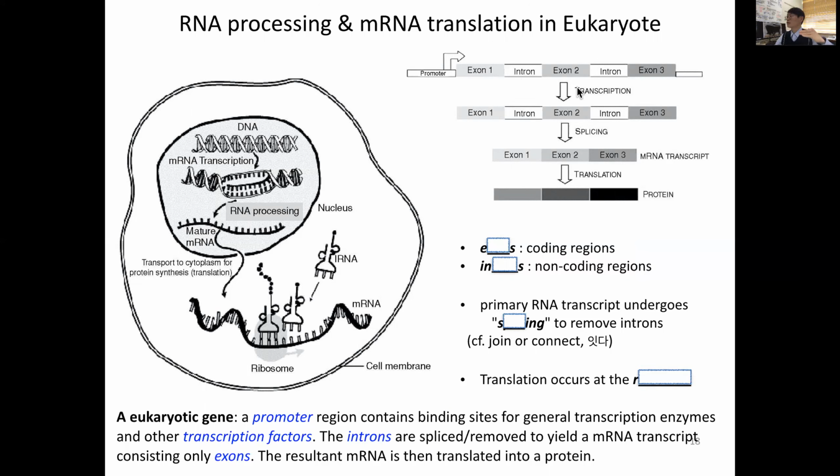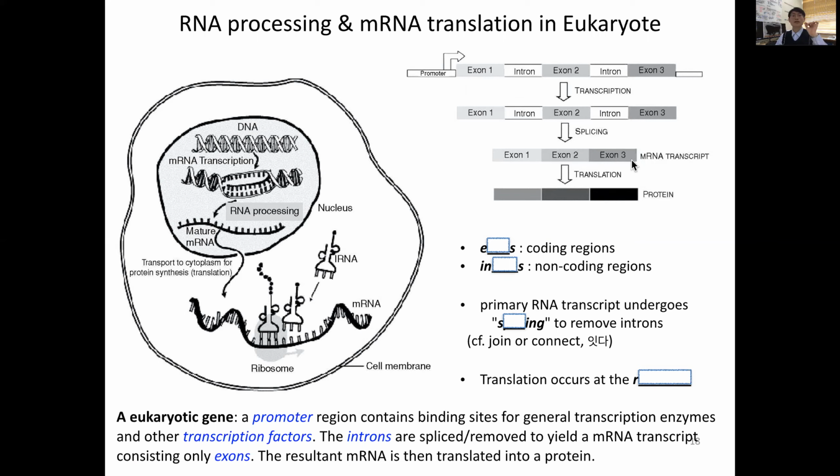Once we transcribe, the original RNA looks like this: exon number 1, intron, exon number 2, intron, like this. The introns are in fact not necessary for translation. So we take these apart and then join these exons together. Joining is called splicing. This is part of RNA processing. So this contains the coding information, and we call it a messenger RNA transcript.